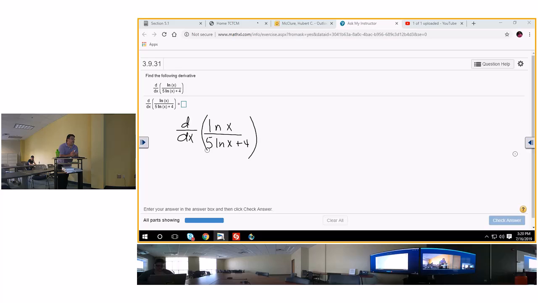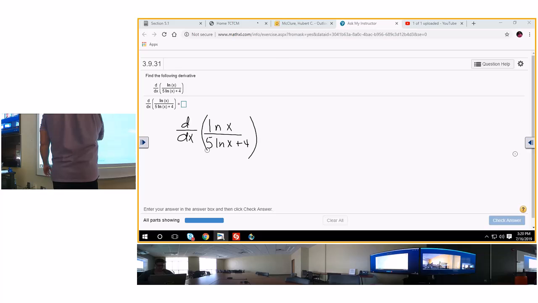It's a fraction. What do we do when we have a fraction and doing derivatives? The quotient rule. So let's do the quotient rule. Denominator, and I'm going to go up here using the quotient rule.